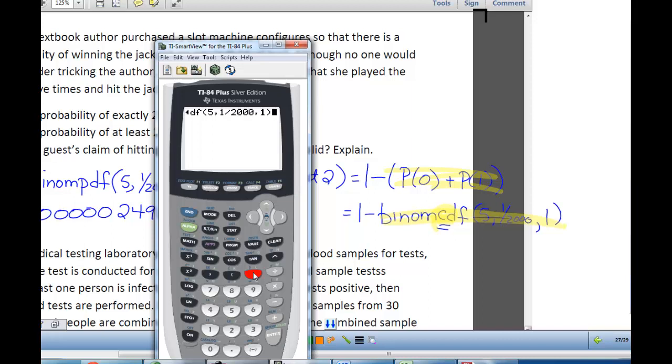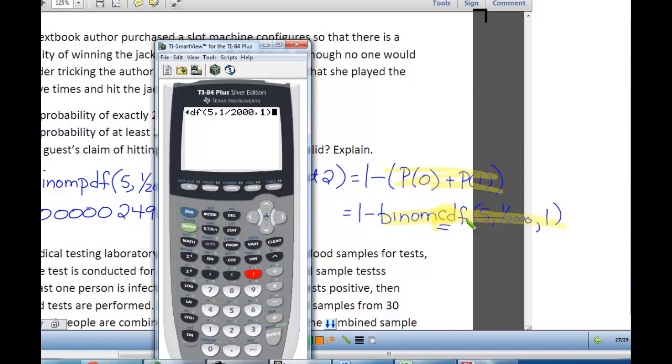Okay? Where does the 1 come from? Okay, we said at least 2, right? And so what's not included in at least 2? 0 and 1, right? And so I want to subtract off 0 and 1. So what I'm having the calculator do for me is add up the probability of 0 plus the probability of 1. And that's what binom CDF does.